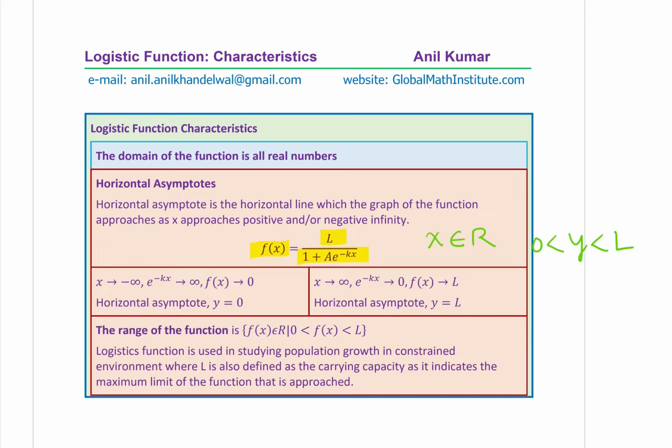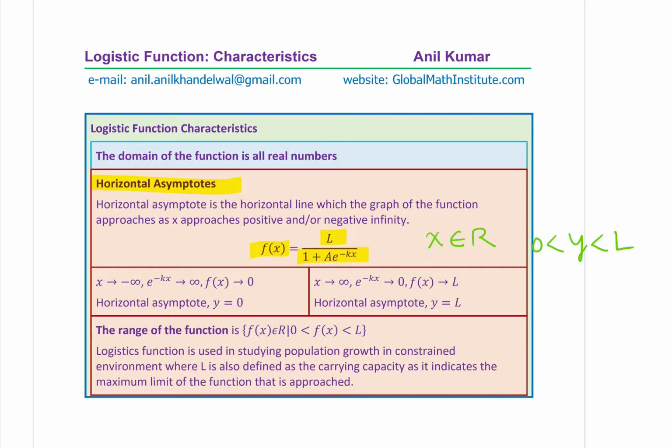Now, how do we really find these horizontal asymptotes? That is a big question. So now let's look into the horizontal asymptotes. Well, a horizontal asymptote is the horizontal line which the graph of the function approaches as x approaches positive and/or negative infinity, a very large value. So if the value of x is approaching positive or negative infinity, and the function is approaching a value, not infinitely large, but a defined value, in that case, we have a horizontal asymptote.